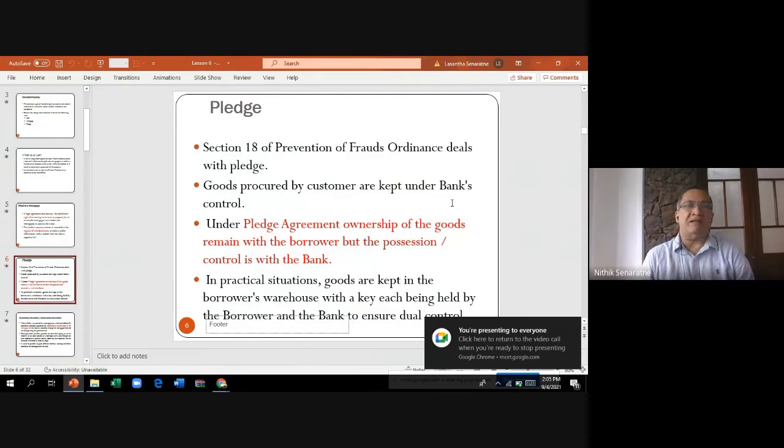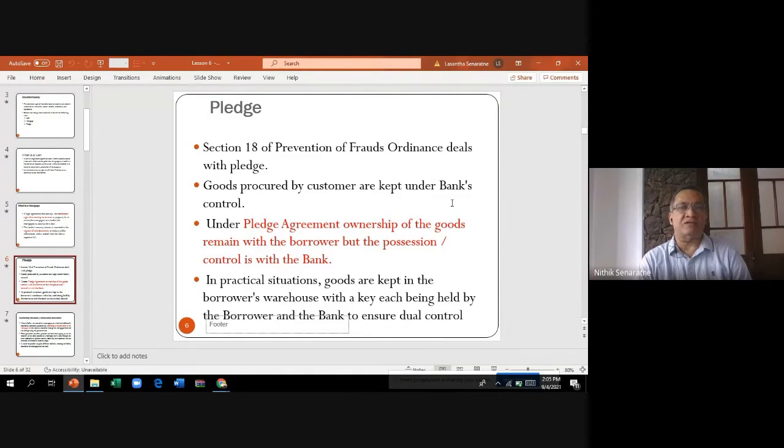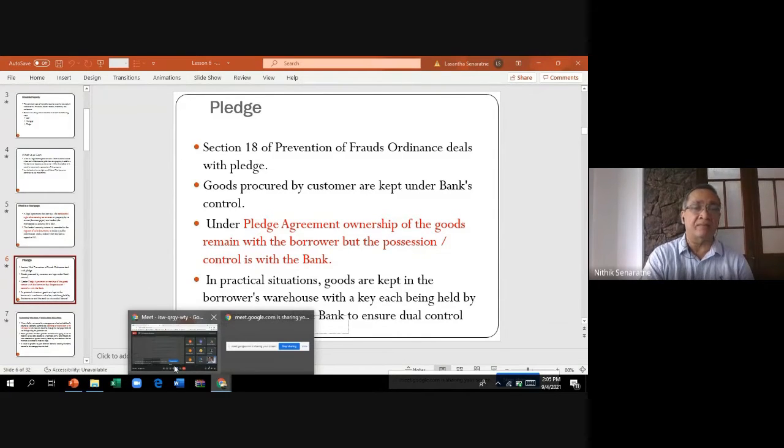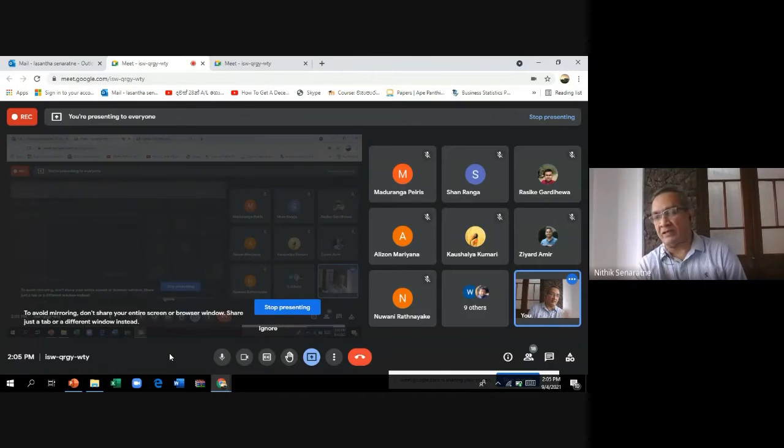Okay, under a pledge agreement, ownership of the goods remains with the borrower, right? But the possession control is with the bank. You are the owner, but the goods will be kept in the warehouse under dual control. In practical situations, goods are kept in the borrower's warehouse with a key each being held by the borrower and the bank to ensure dual control. So if the bank has a pledge facility place where they can accommodate, in such an instance, yes, you can keep your stuff in my warehouse and we will have dual control.